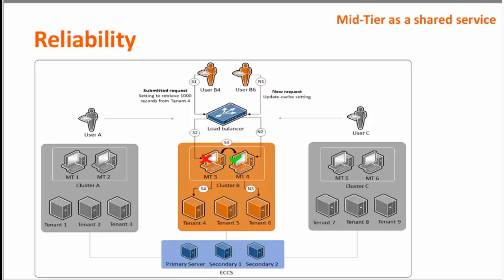And this is my CCS server. It's a server group of CCS servers. So we have a primary server, secondary and secondary 2 for centralized configuration.